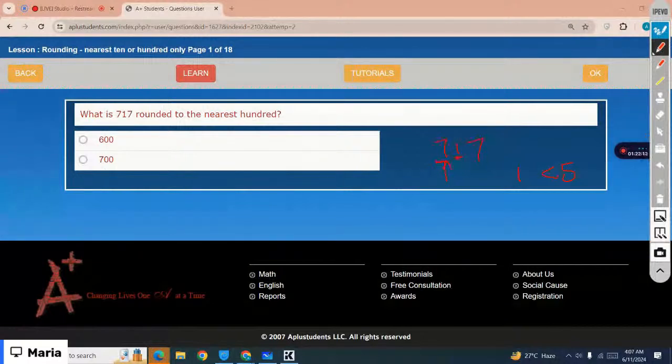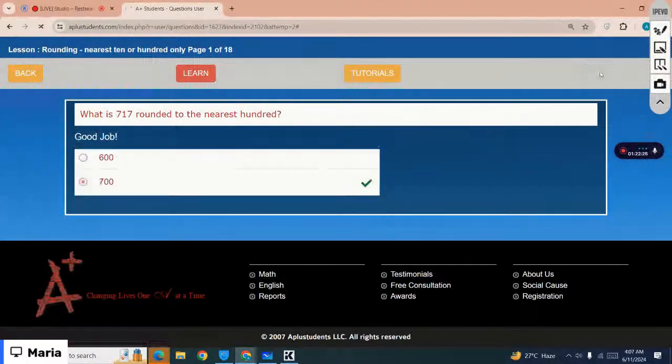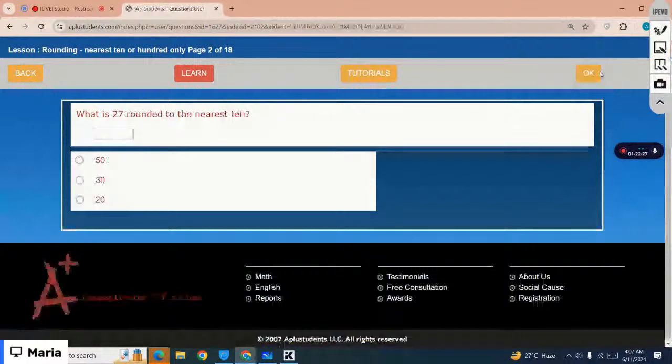The correct option is 700, right? Because 1 is less than 5, it would be rounded off to 700. How would it be rounded off to 800? 700 it is. The correct option is 700. Think and then answer. You can take your time before answering, right?